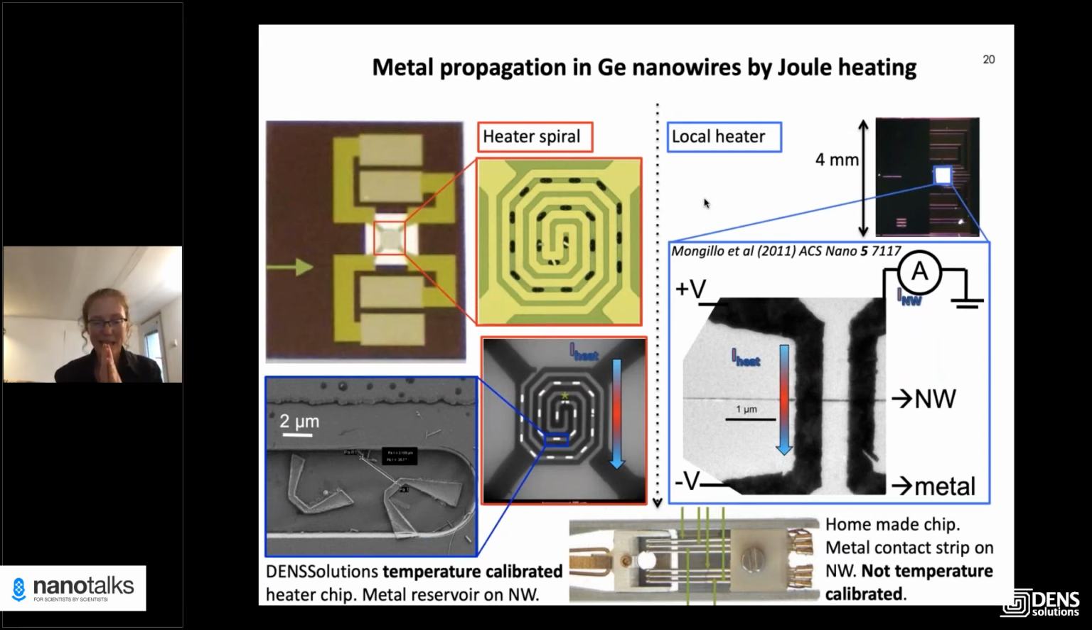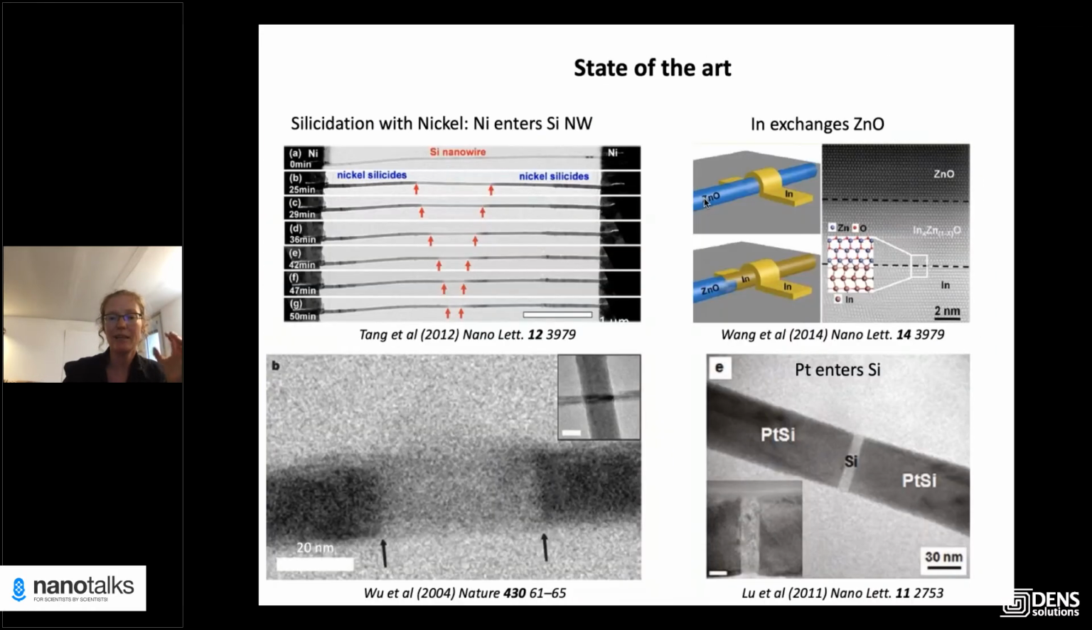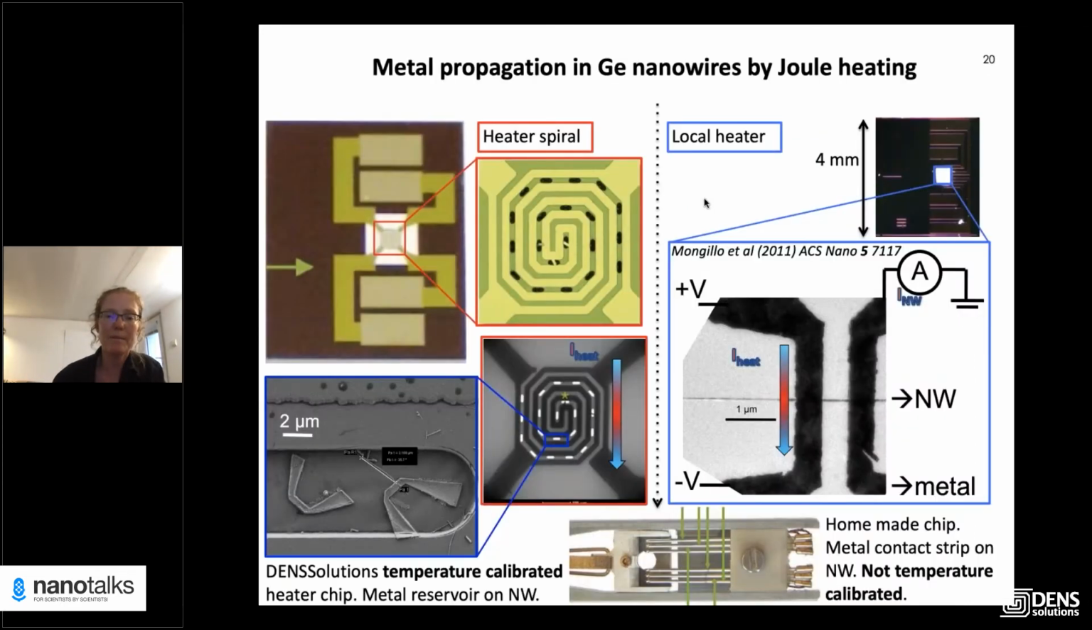This is the next point I have to explain to you. So we have done also heating studies. So in most of the experiments in literature, a more conventional approach is used where a heating holder is used, heating the entire tip of the sample. We have looked at the metal propagation in germanium nanowires using Joule heating.